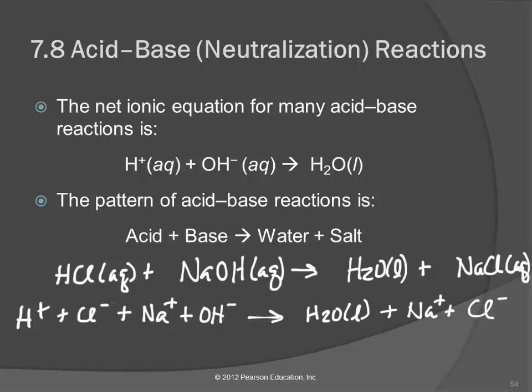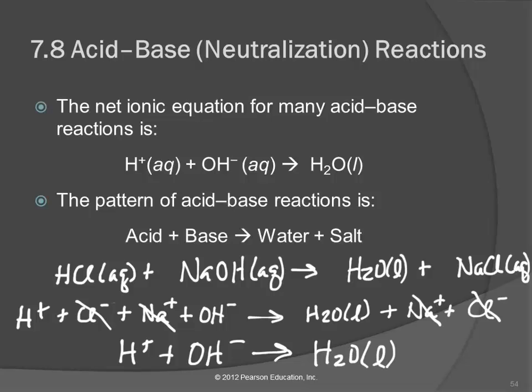So then to make the net ionic, we're going to remove the ions that are the same on both sides, which is the sodium ions and the chloride ions. And then we just rewrite what's left. And we end up with hydrogen ions plus hydroxide ions forming water. And that is going to be the net ionic equation for most acid-base reactions. It's always going to be the same. The pattern of these reactions is acid plus base yields water and salt.